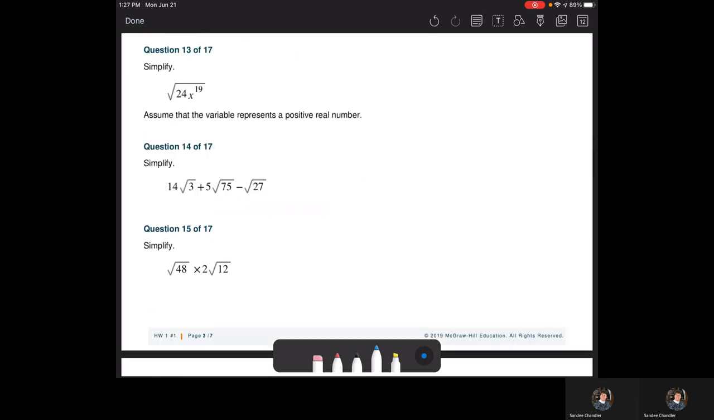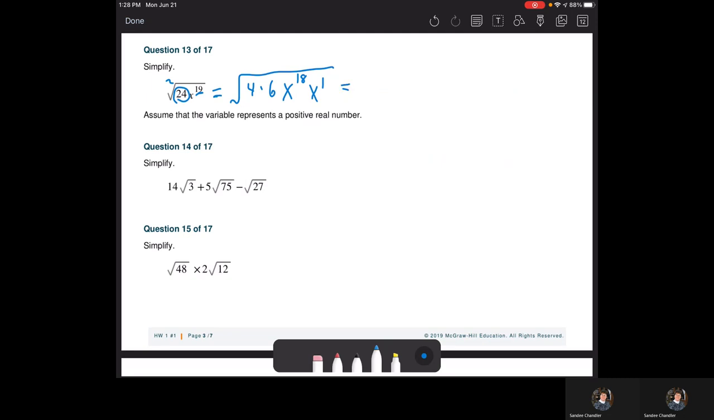Now, here's where it gets really exciting. 24 doesn't have a perfect square root. 19's not even. We know there's a 2 out here, right? You can split this up. Think of perfect squares in your head. Perfect squares are like the 4, 9, 16, 25, etc. Look at 24, you see 4 times 6. When you look at the x to the 19th, you just want an even power. So you want x to the 18th times x to the first power, because 18 plus 1 gives you the 19, right?